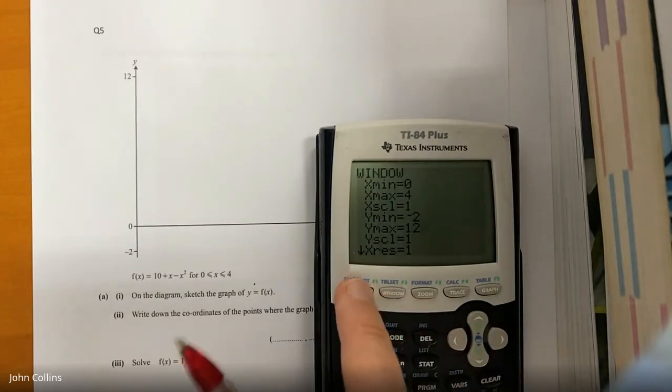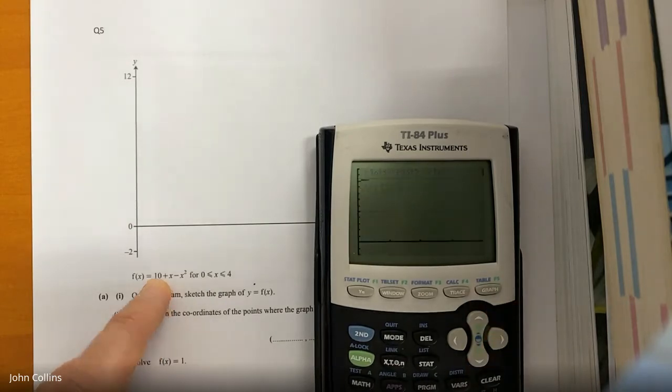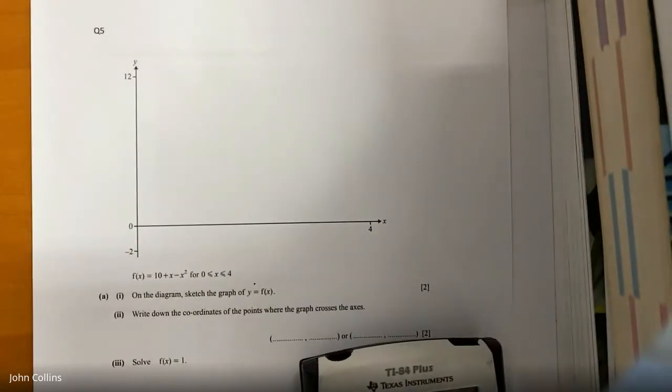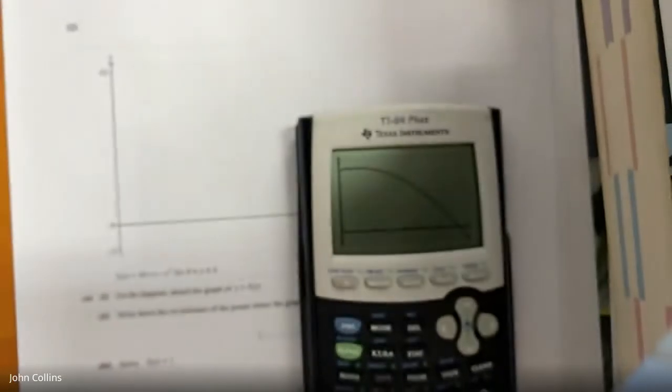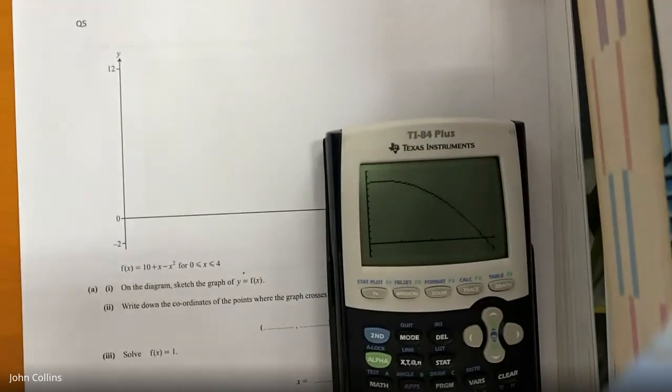Okay, so I've set my window, and then I'm going to type in 10 plus x minus x squared, and graph. Sketch the graph y is equal to f(x). So what bits of information should I put on this? 2. The general curve will be 1 mark, and the 2 intercepts will be the other mark. So the general shape of the curve.